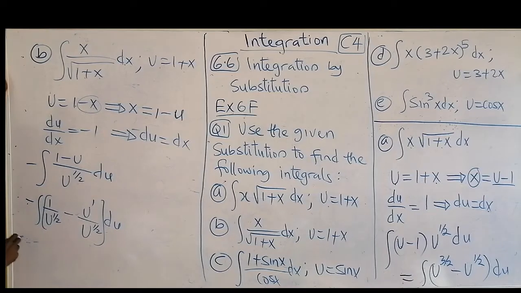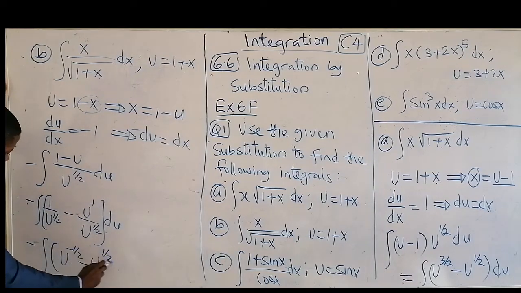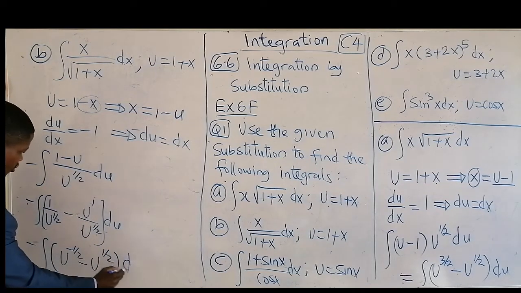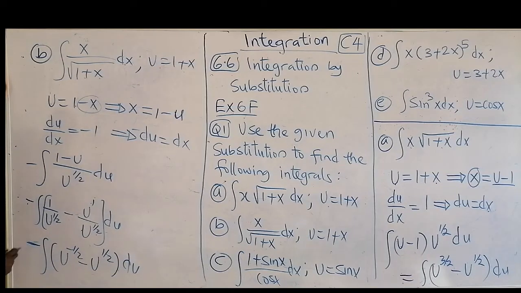So we now have the minus integral. This will give us u exponent minus half. Then this is for this one. So 1 minus half, that's minus u to the power half. 1 minus half is half. Okay, close it, then du. And don't forget your minus outside, which is here.